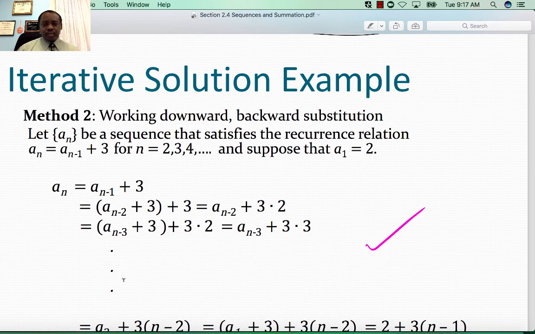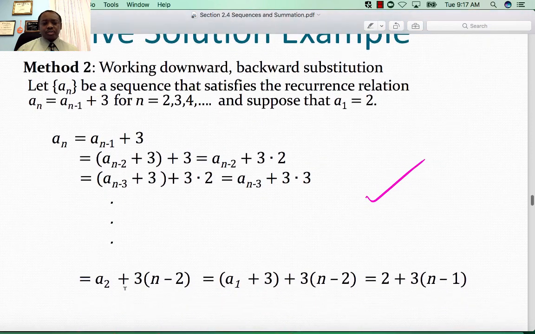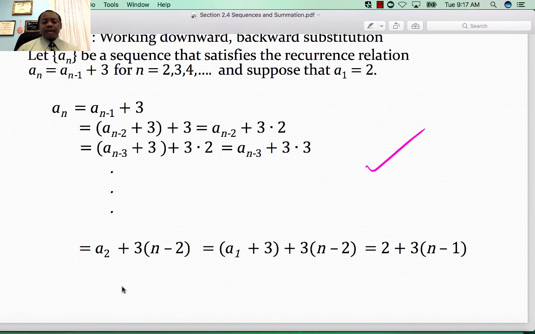So I do my downward, backward substitution and then figure out by guesswork that I'll end up with 2 plus 3(n-2), which is a_1 plus 3 plus 3(n-2), which is 2 plus 3(n-1). And then we can use mathematical induction to verify this. But do not expect me to give you so many of these in class yet, because we have not yet looked at mathematical induction, nor have we looked at chapter 8.